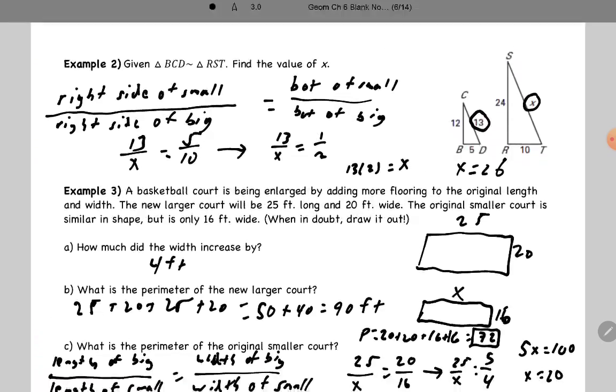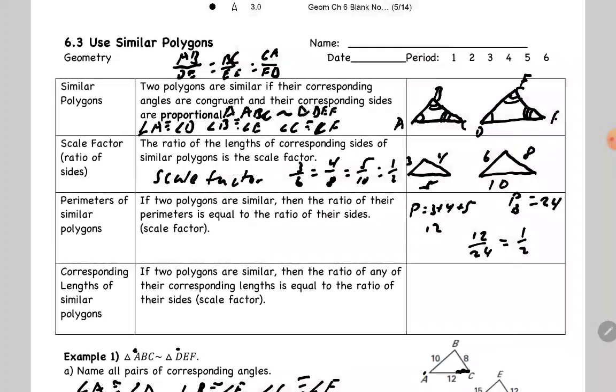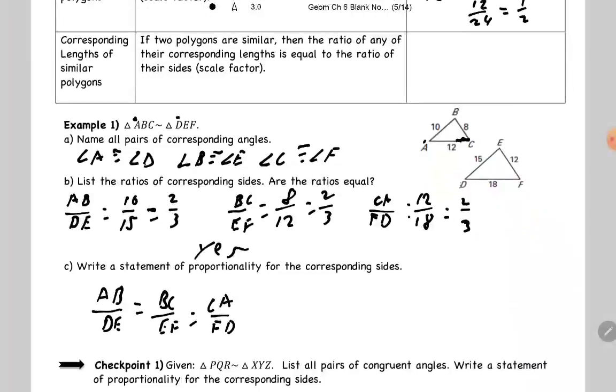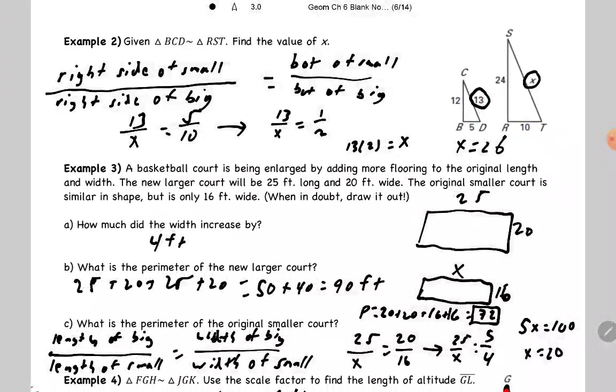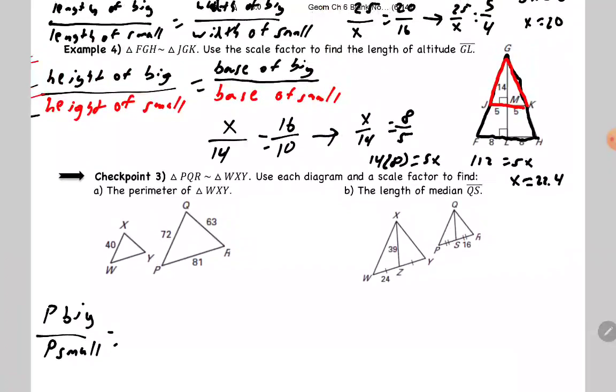Let me scroll back up. The ratio of the perimeters is equal to the ratio of their sides. There we go. So perimeter of the big over perimeter of the small. You could put perimeter of the small up top and big on the bottom. It doesn't matter how you do it, as long as you keep them in order. It is equal to the ratio of their sides. So let's use two sides that we do know. The big triangle, let's use 72, and the little triangle, we use 40.